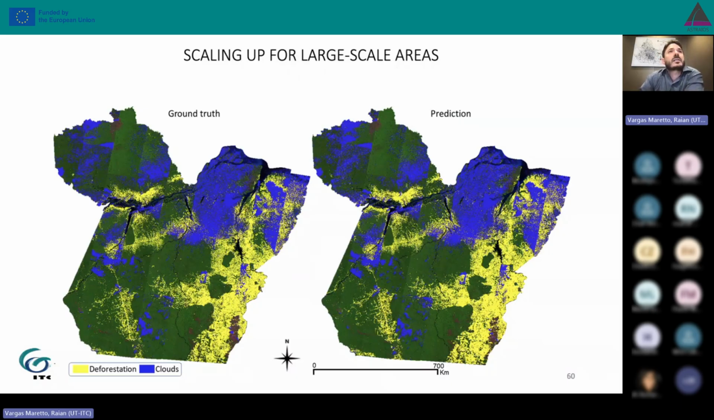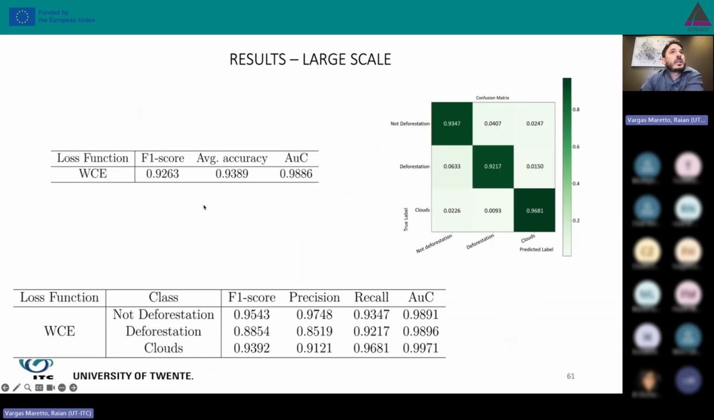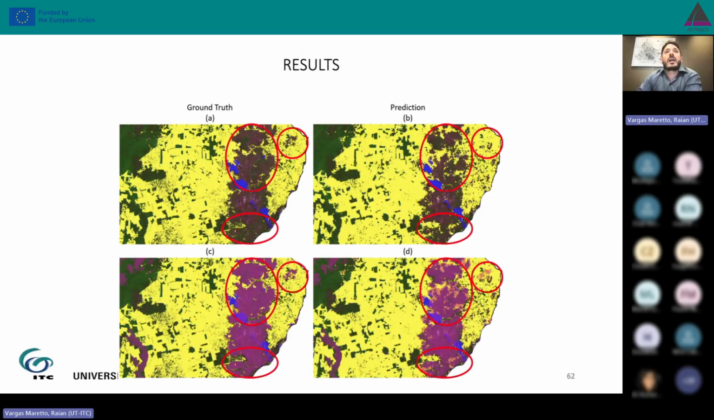So then when scaling up for the whole Pará state, this is the ground truth and our prediction. And when we analyze the metrics, we also managed, for the whole extension of Pará state, to keep F1 scores close to 93%. So we managed, even for a very large and complex area, to keep a very high accuracy.